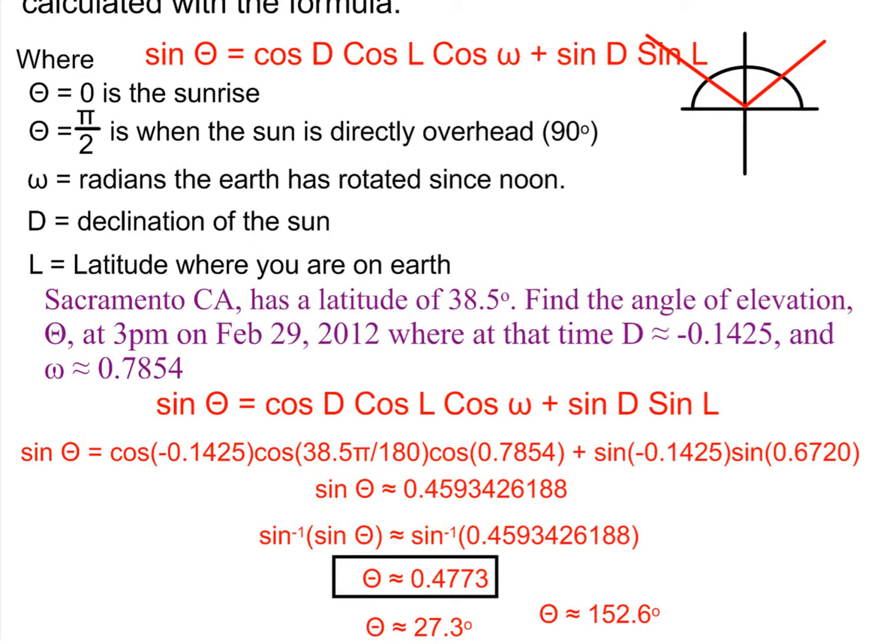Hopefully this makes some sense and you can understand that we're over here now, and this is what we need to figure out. The sun has gone all the way through. It's about 27 degrees above the horizon in the west part of the sky.